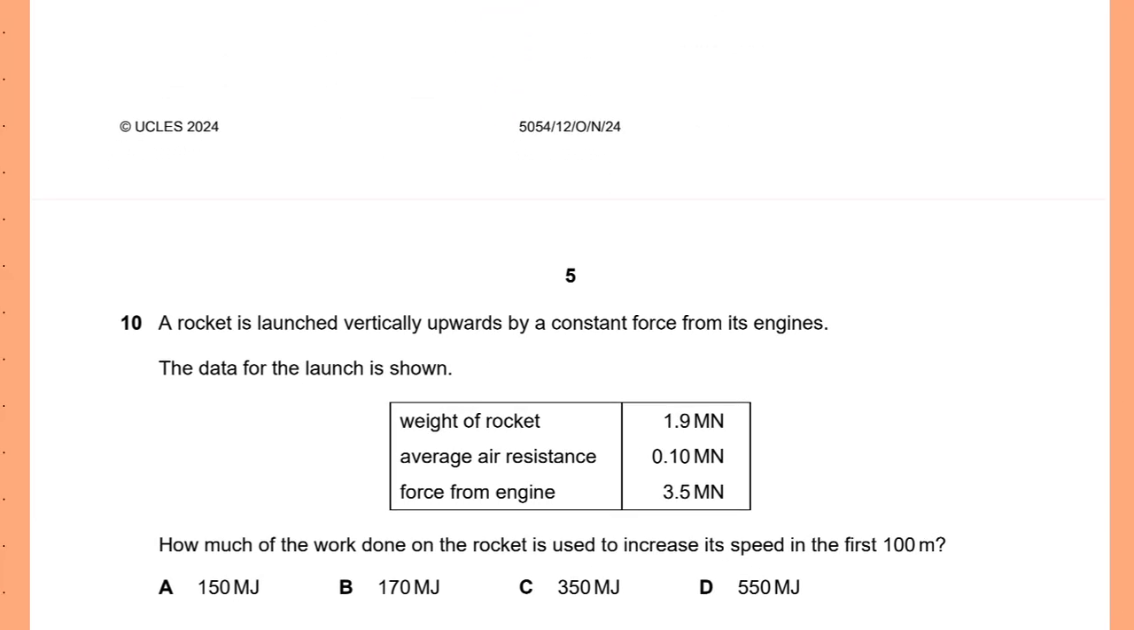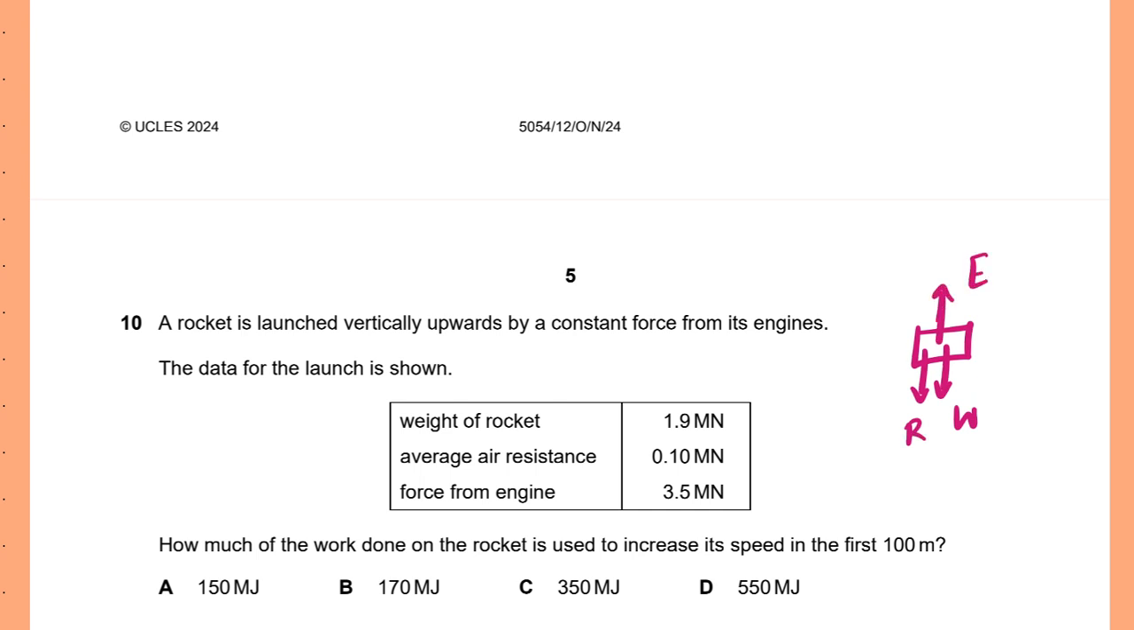A rocket is launched vertically upwards by a constant force from its engine. Data for the launch is shown: weight of the rocket, average air resistance, and the force from the engine. How much of the work done on the rocket is used to increase its speed in the first 100 meters? It helps if you draw a small diagram. Weight is downwards, air resistance is downwards, and the engine force is upwards.